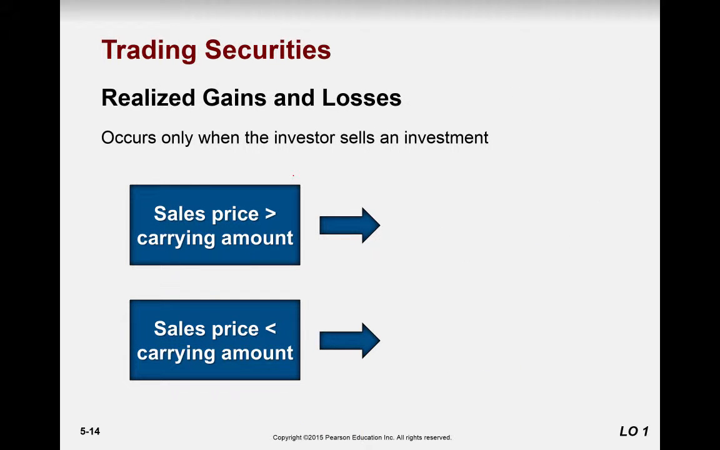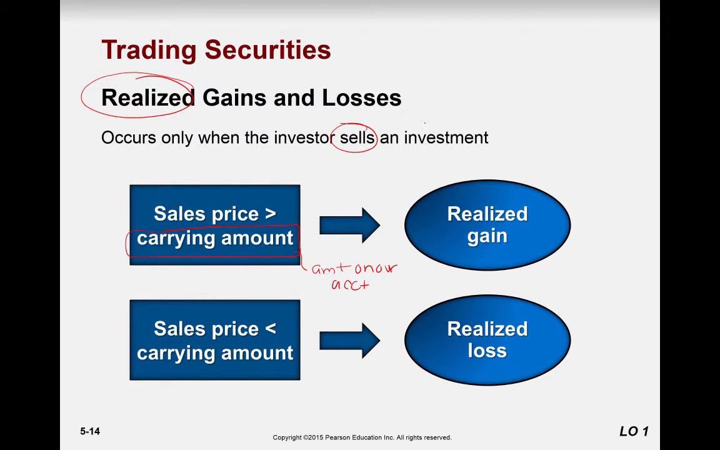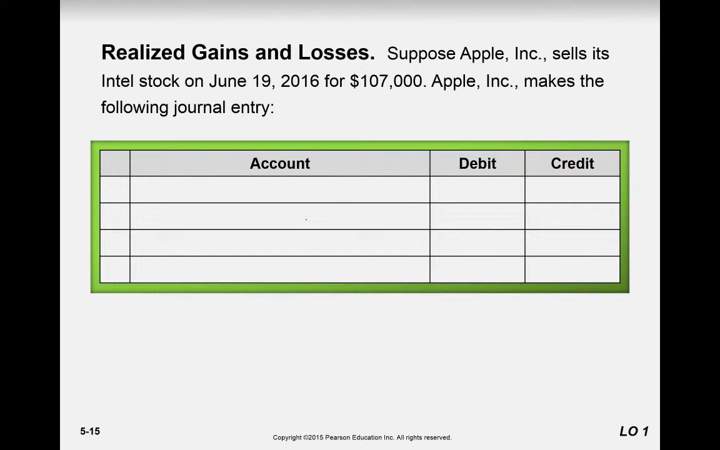Now, realized gains or losses are only realized when you sell it. Unrealized shows all the fluctuations of the fair market value. But once we sell it, now we know the sales price, right? So if our sales price is greater than the carrying amount, which is the amount that we're recording on our books, the amount in our accounting records, then if we sell it for more, we have a gain. Obviously, if we sell it for less, we have a loss. So let's go through this example.